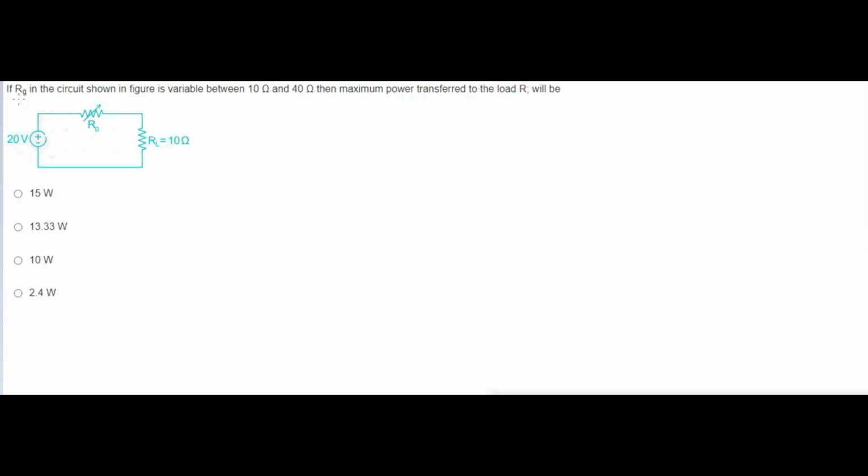Question: RG in the circuit is going to be variable from 10 to 40, because if an arrow mark comes across a resistor like this, it means the resistor value varies. Wherever this type of arrow mark comes in a cross way, it shows that the value varies and is not constant. And then the maximum power transfer to the load R, this load R means RL, that is what they have asked.